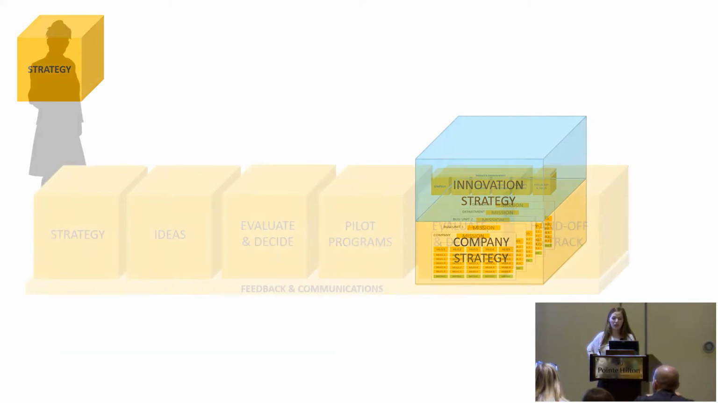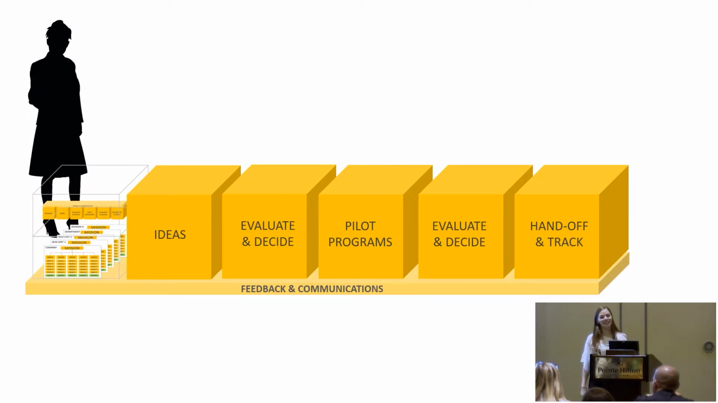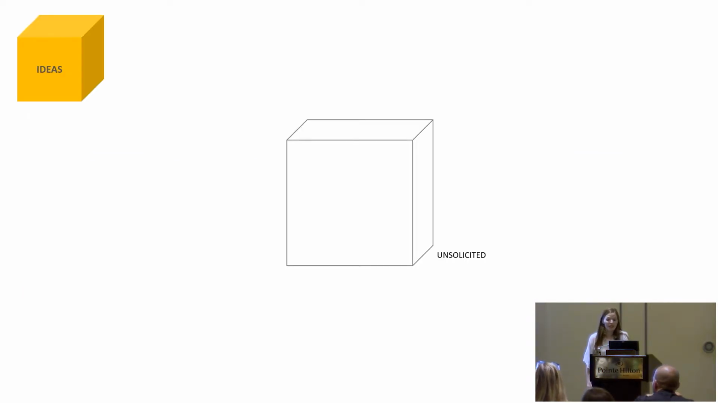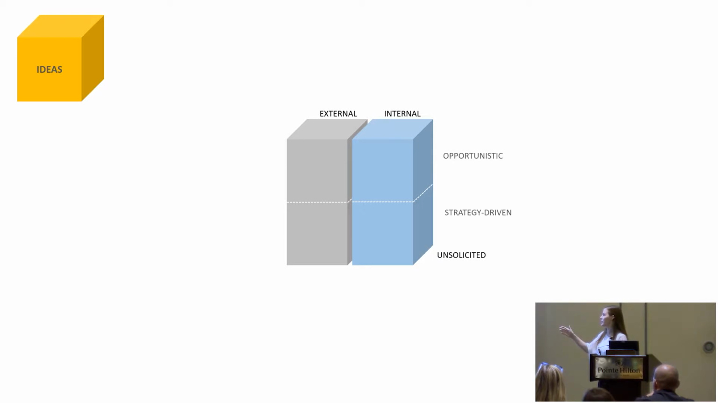So that's the company strategy. Next is ideas. Idea capture. It's a big one. There's a lot of different ways that we can capture ideas. And it's important that we categorize them so that we can sort through the ideas and understand them in alignment with our company strategy. So we have internal ideas and we have external ideas.